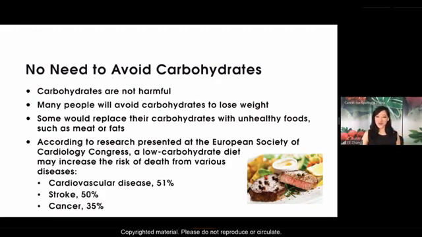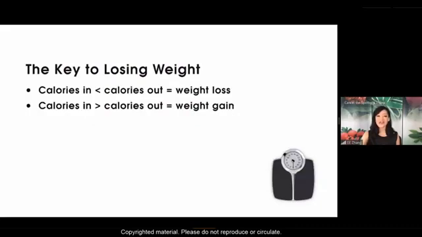And in fact, according to research presented at the European Society of Cardiology Congress, a low carbohydrate diet can actually have some harm. It may increase the risk of death from various diseases, for example, heart disease by 51%, stroke by 50%, or cancer by 35%. So the key to losing weight is actually just monitoring calories in versus calories out.